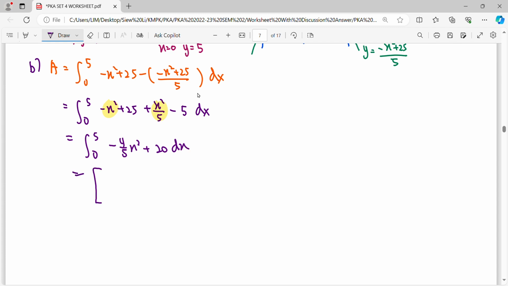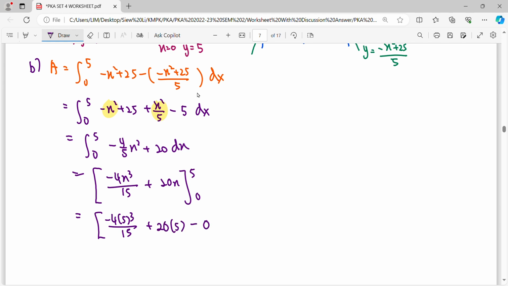Then we can start to integrate: power plus 1 over the new power. Then the next step will be to substitute the upper limit 5 minus the lower limit, which is 0, which gives 200 over 3 area unit squared.